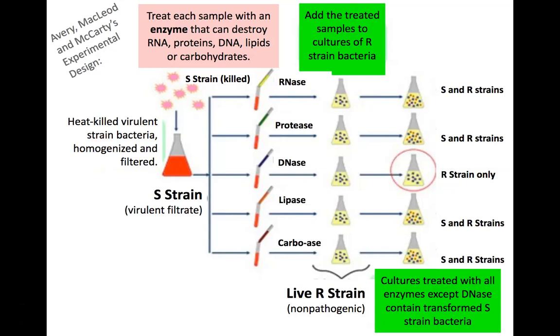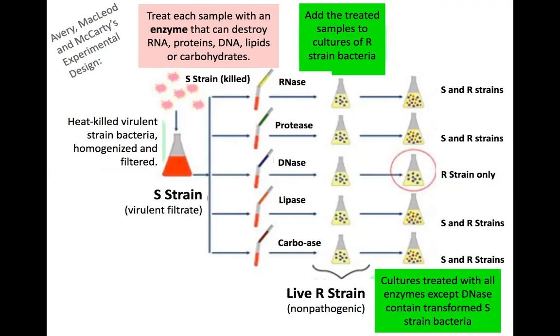Now, if you take a look at the second set of experiments, they added protease, an enzyme that destroys the function of proteins. And what happened? Smooth strain bacteria and rough strain bacteria can still be found. In other words, transformation occurred, regardless of the presence or absence of the protein that was originally in this filtrate. Again, this is not what you're looking for then.